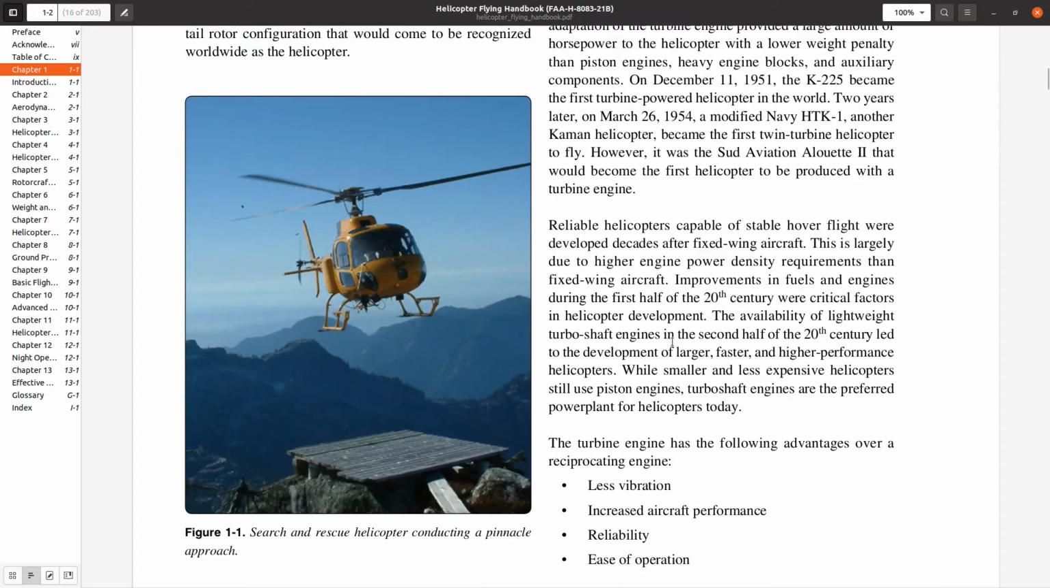So for training helicopters, we typically might have piston engines. If you train in a Schweizer or a Robinson, or even one of those fancy new French Cabris, it's going to have a piston engine in it. You fly something like a Bell Jet Ranger, well, it's going to have a jet engine in it. That's why it's called a Jet Ranger.